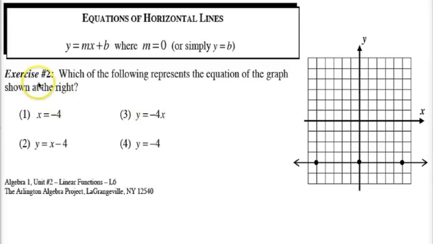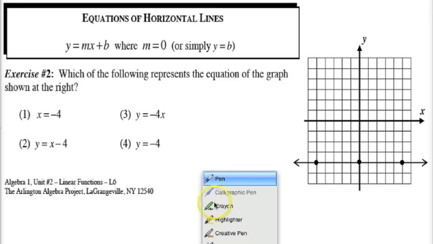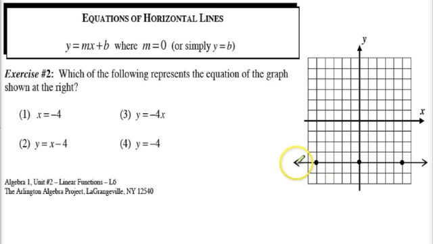Okay, exercise number 2. Which of the following represents the equation of the graph shown at the right? Well, here's the graph shown at the right. Let me highlight that. Why don't we all highlight? I like to see that highlighting in your notes. It makes me know that you're actually doing it. Makes me happy. Okay, so we highlight the line just so we know what the deal is here.